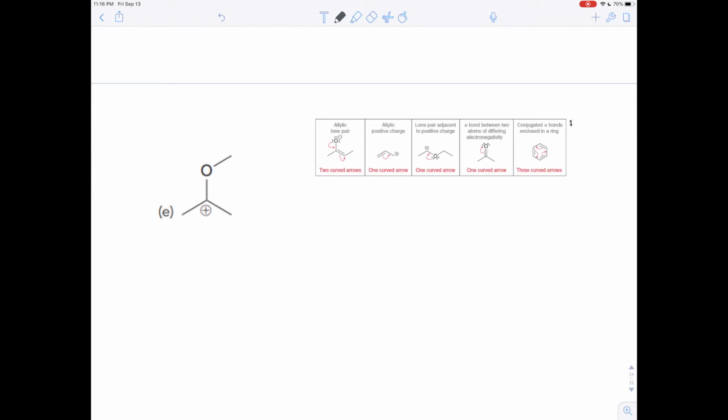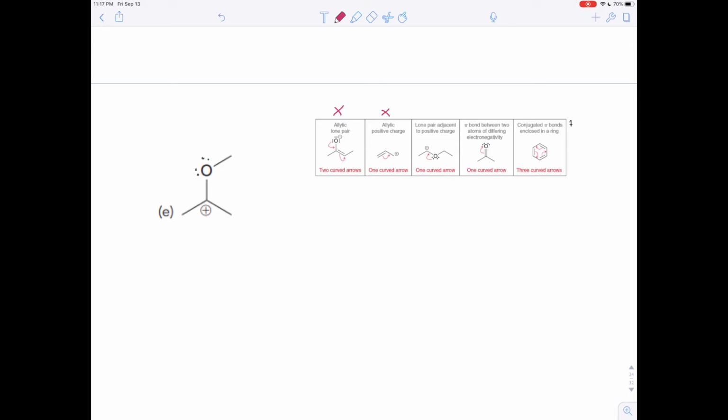So here, first just draw the lone pairs in. None of the carbons have lone pairs because none of the carbons have a negative charge. The oxygen needs 2 lone pairs in order to get 8 electrons around it. So first, does that molecule have an allylic lone pair? No, it doesn't have a double bond, so nothing is allylic.